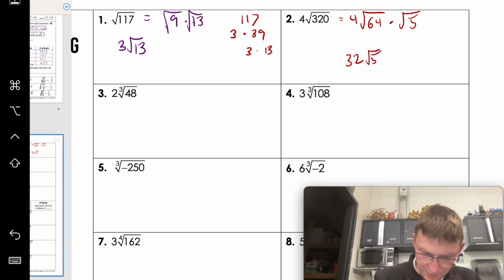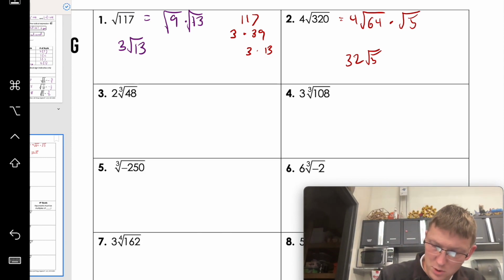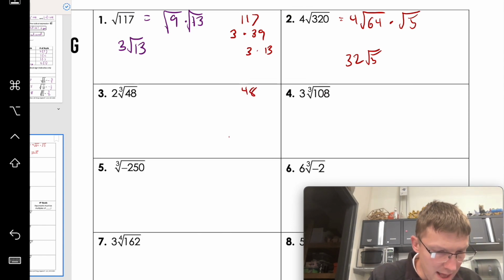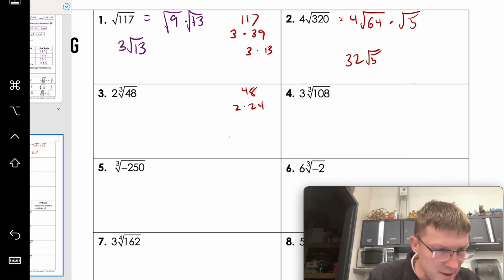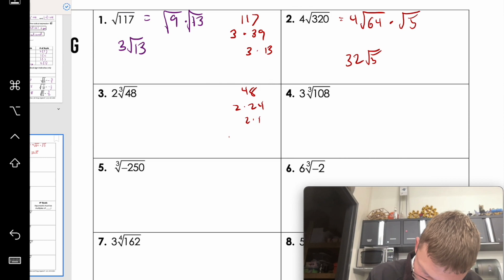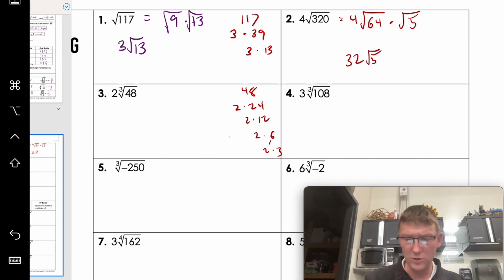Okay, number 3 is the more interesting one. So here we go. We've got the 2 out front. That 2 is going to stay there. We're going to multiply with whatever comes out of the cubed root. So this time we've got 48. So I'm going to do my factor tree of 48. 48 is divisible by 2. 2 times 24. 24 is still divisible by 2. 2 times 12. 12 is divisible by 2. 2 times 6. And 6 is also divisible by 2, but I know that that's not going to be super helpful later on. So now we're dealing with cubed roots.